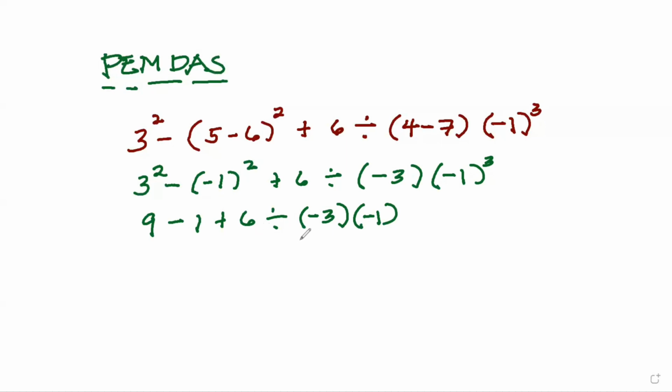So here, itong 6 divided by negative 3, muna ang mauna before natin siya multiply sa negative 1. So 6 divided by negative 3, this is equal to negative 2. Kaya write natin, you will have your 9 minus 1. Okay, so ito ngayon magiging minus 2 times negative 1.